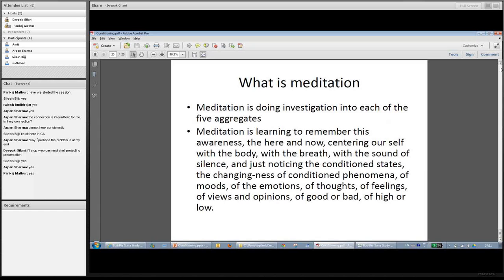And this is the definition of meditation. What is meditation? Meditation is when we are doing investigation with each of those five aggregates, when we have this awareness and we are in this present moment, here and now, and we are with our bodies, with our breath, with the sound of silence, and just noticing these conditioned states and this changing phenomena. We are noting our moods and emotions, thoughts, feelings, something which is happening good or something which is happening bad, and just being with it.